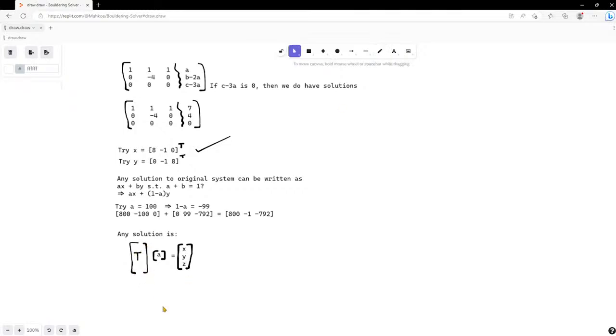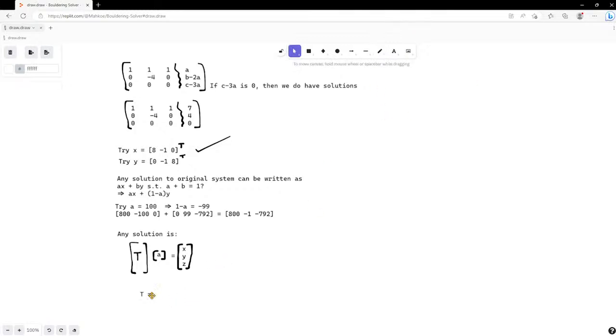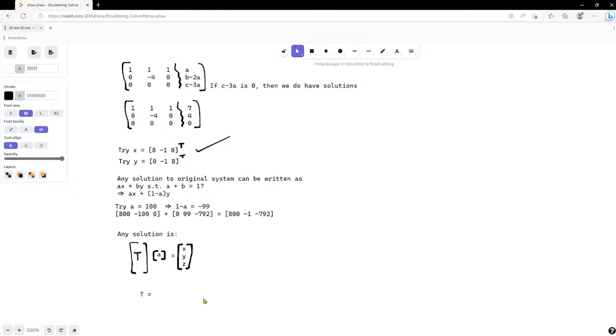And we have that T is equal to, what? But I shouldn't have called this X, by the way. Let me rename this real quick. Well, it's, yeah.